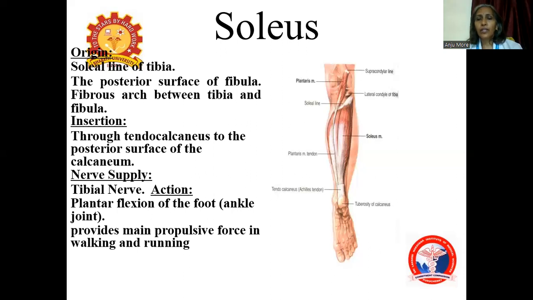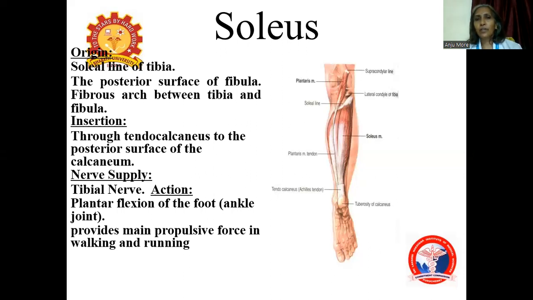Because we have three heads, one that of soleus and the other two, that is the medial and lateral head of gastrocnemius. These three heads together form one single thick and one of the strongest tendon in the body, that is tendocalcaneus, which is attached to the posterior surface of calcaneum.